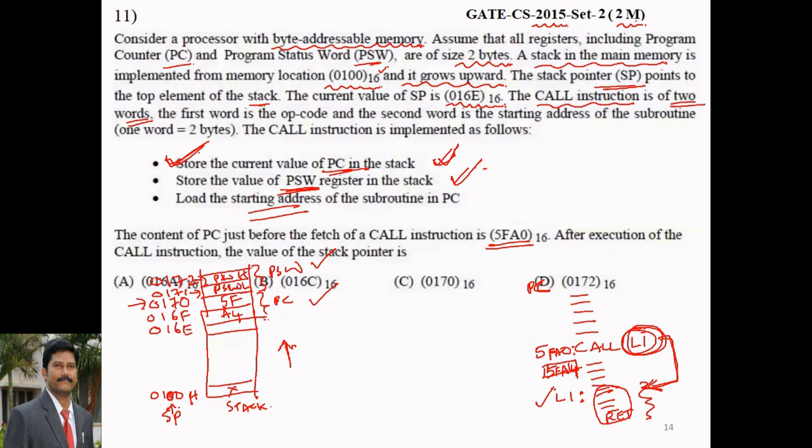Now he is asking that after execution of the call instruction, what is the value of the stack pointer? The value of the stack pointer always points to the top of the stack. So the present value is this one, that is 0172. 0172 is the answer.